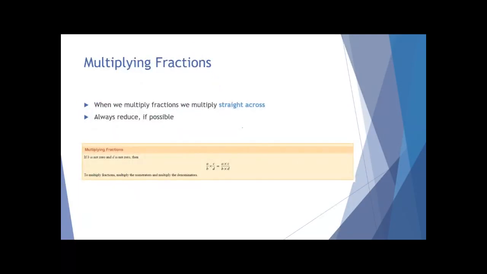So now let's talk about multiplying fractions, now that we have looked at reducing. When you multiply fractions, you multiply straight across. So no diagonal multiplying, it's straight across. And then you always reduce whenever possible. You multiply the tops of the fractions together and the bottoms of the fractions together. So multiplying fractions is actually really easy. All you have to do is literally multiply what you see.